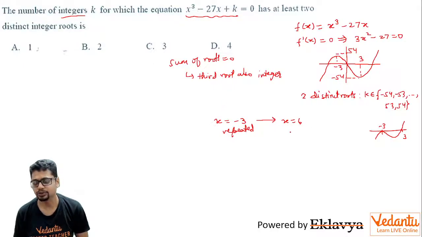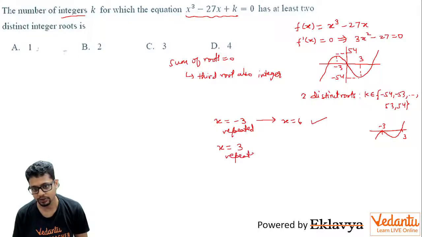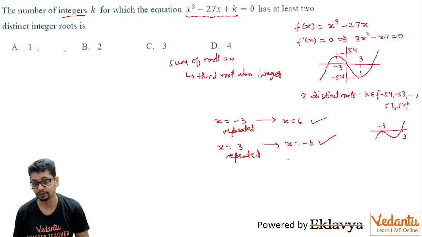So sum of roots 0, so the third root you may say is x equal to 6, and which is acceptable. Why? Because although x equal to minus 3 is a repeated root, and what we want is two distinct integer roots, the third root also turns out to be an integer, and hence there are indeed two distinct integer roots. So this is acceptable. Similarly, x equal to 3, if it is a root, it will also be repeated because derivative is again 0 at x equal to 3, and as per sum of roots, the third root will be minus 6. Again, this case is acceptable, two distinct integer roots.